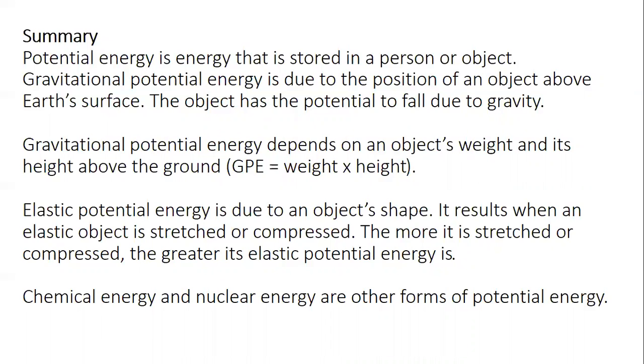Elastic potential energy is due to an object's shape. It results when an elastic object is stretched or compressed. The more it is stretched or compressed, the greater its elastic potential energy is. Chemical energy and nuclear energy are other forms of potential energy.